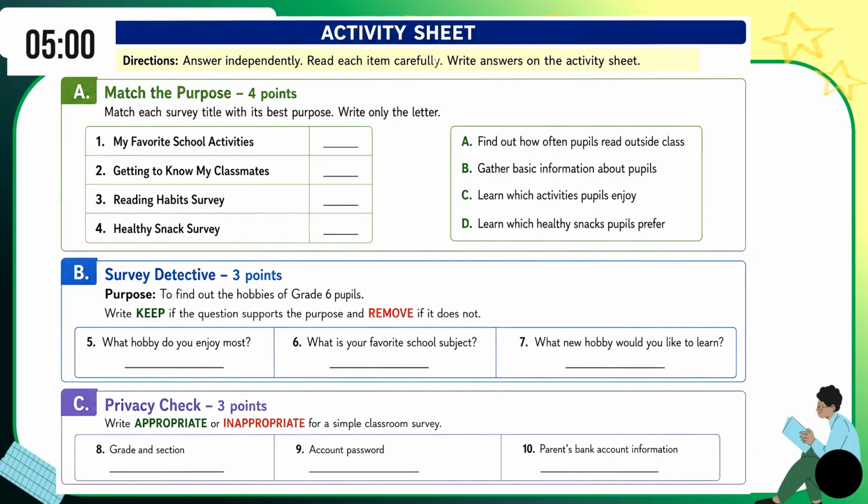Okay, so moving forward with activity sheets. You have there 10 questions for 5 minutes, maybe 2 minutes per question. So direction: answer it independently, read the items carefully, and then write your answer in your notebook. Okay, so your timer starts now.